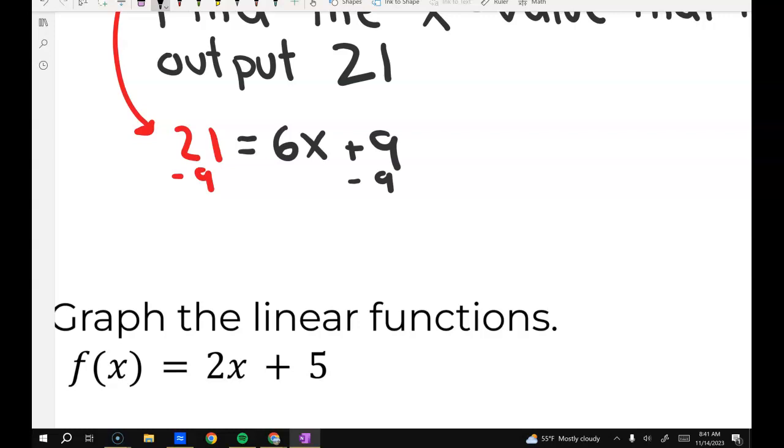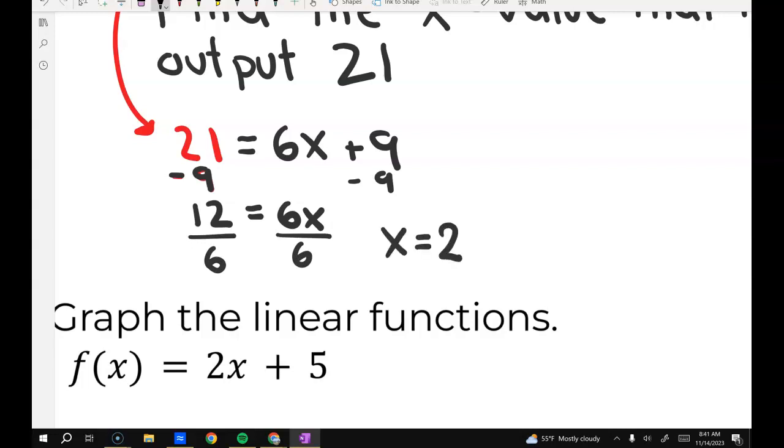So then when we do that, this will be 12 is equal to 6x. And then we would have to divide each side by 6 to get x by itself. So x is going to be equal to 2, or 2 is equal to x. Again, we're going to write this as an ordered pair or a point for our final answer.